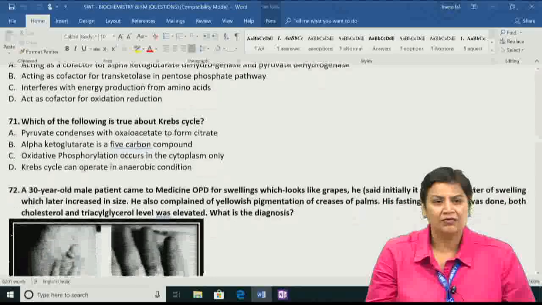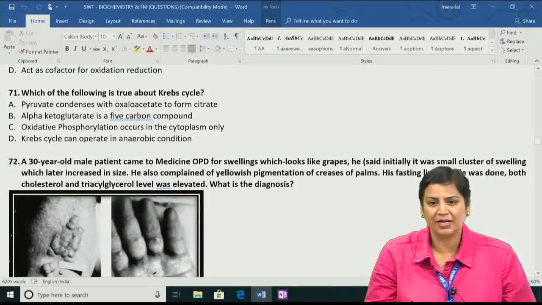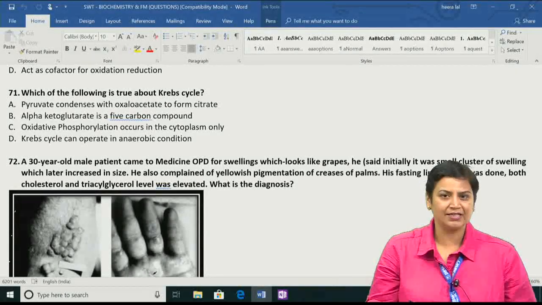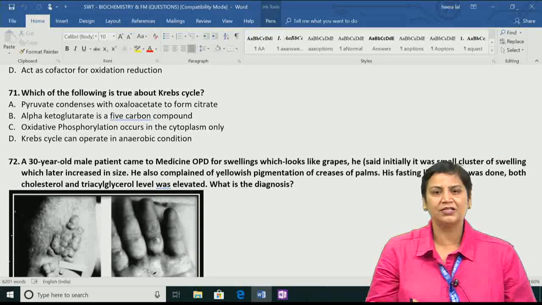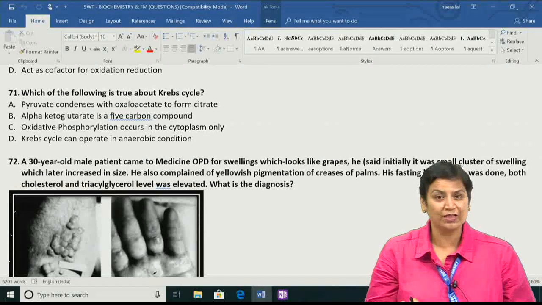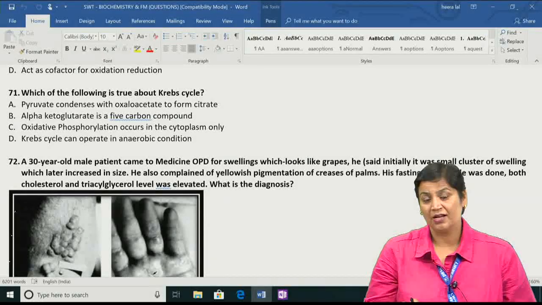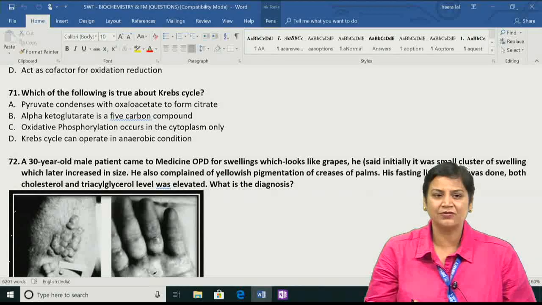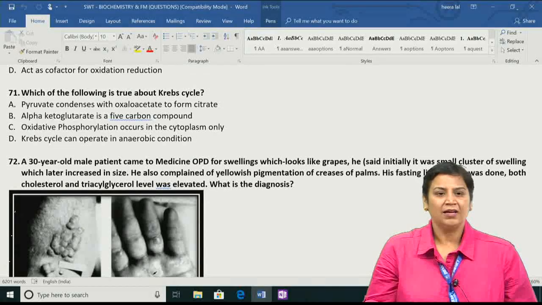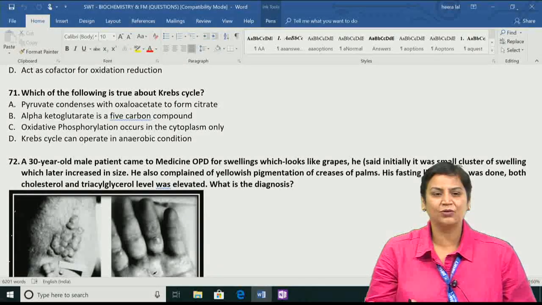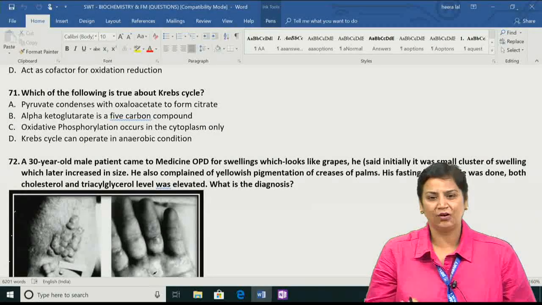The next question: which of the following is true about Krebs cycle? Krebs cycle is also known as TCA, tricarboxylic acid cycle, because the first stable product is citric acid which has 3 carboxylic groups in it. That is why it is also known as citric acid cycle. It was discovered by Sir Hans Krebs, that is why it is known as Krebs cycle. Now, which is true? Pyruvate condenses with oxaloacetate to form citrate. Alpha ketoglutarate is a 5-carbon compound. Oxidative phosphorylation occurs in the cytoplasm only, and Krebs cycle can operate in anaerobic condition.